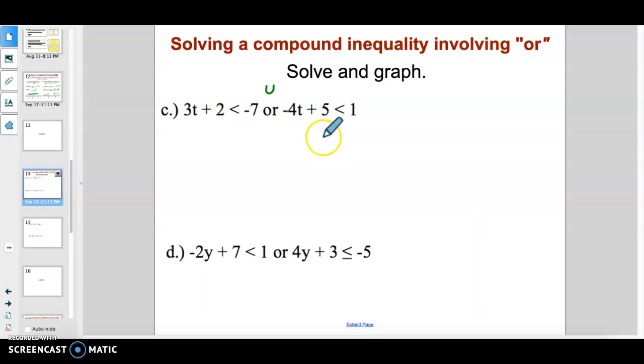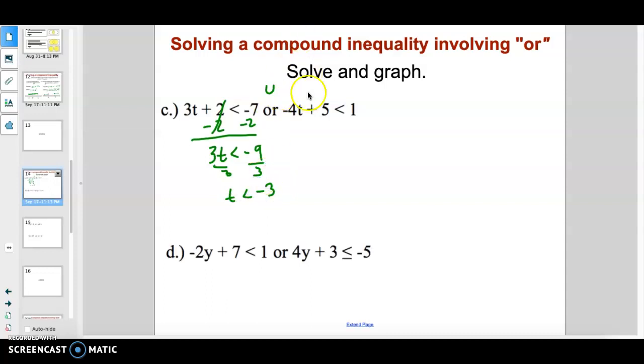In this situation, you can kind of picture it like covering up one inequality and just solving them separately. So I'm going to solve them one at a time. The first one I'm going to solve is this one. I'm going to do -2 on both sides. 3t is less than -9. Then divide by 3. So we're left with t < -3.